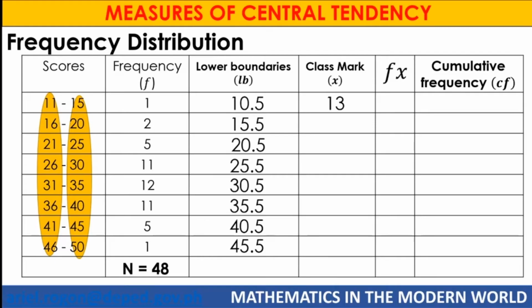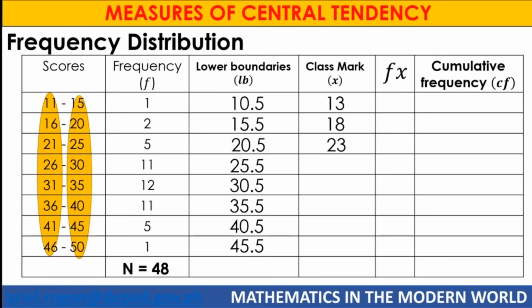Again, the next class, 16 and 20. 16 plus 20, that is 36, divided by 2, that is 18. The third class, we have 21 to 25. So 21 plus 25, that is 46, divided by 2, and that is 23. Then the fourth class, we have 26 to 30.